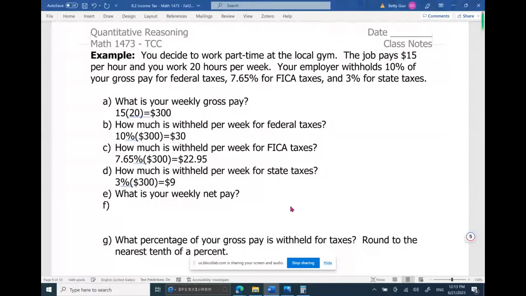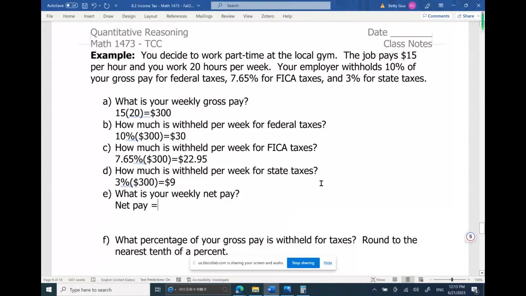Part E. What is your weekly net pay? Net pay is the amount you're going to use for budgeting everything: how much rent you have to pay, groceries, entertainment. You only have net pay to spend. You don't have the gross pay to spend. So let's see what your net pay is.